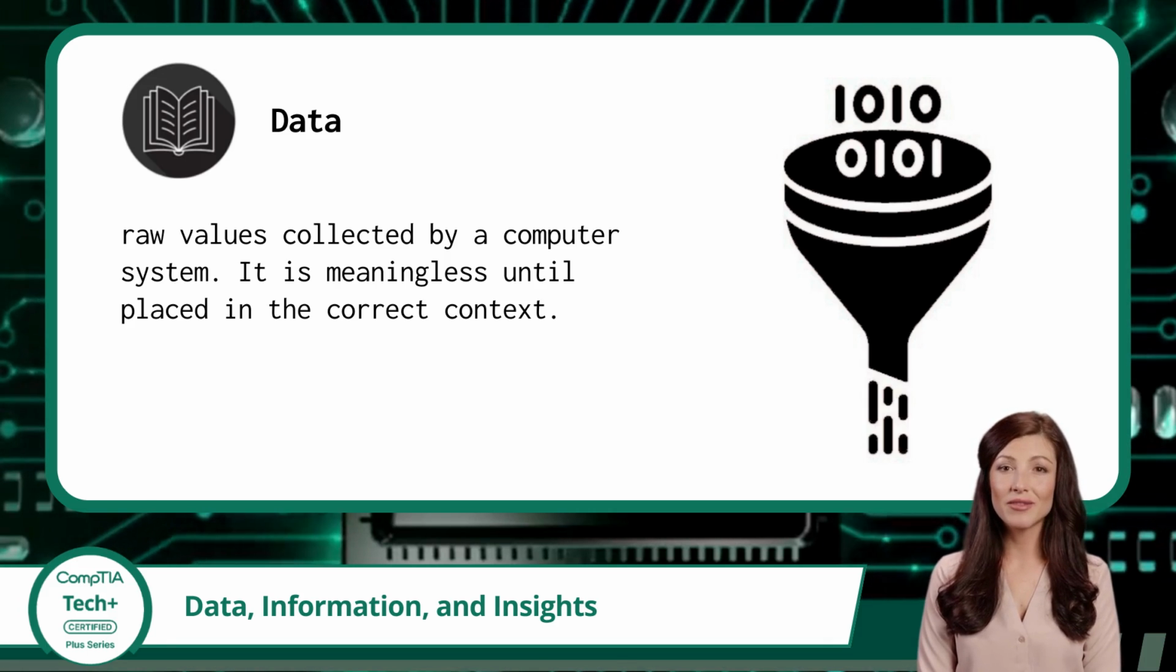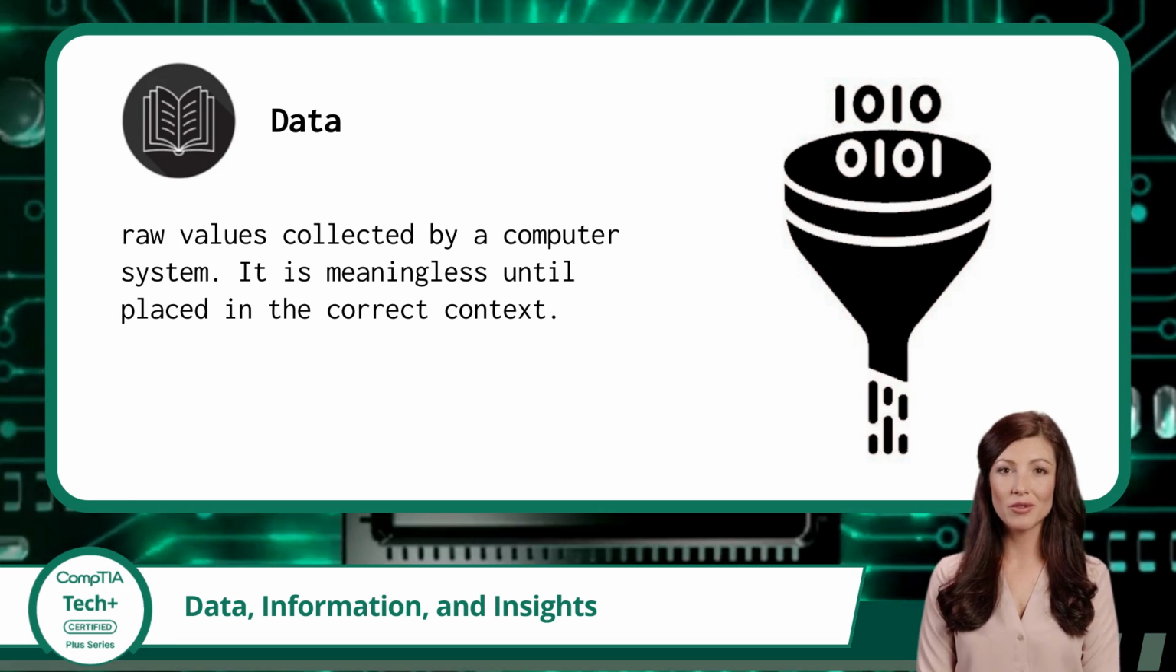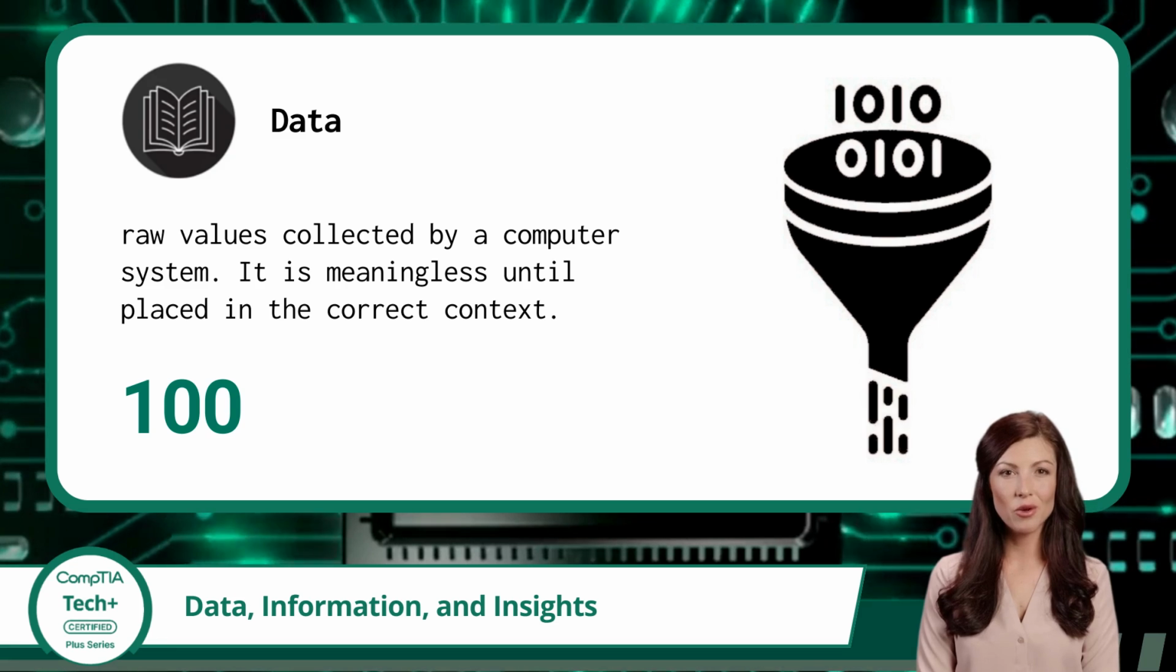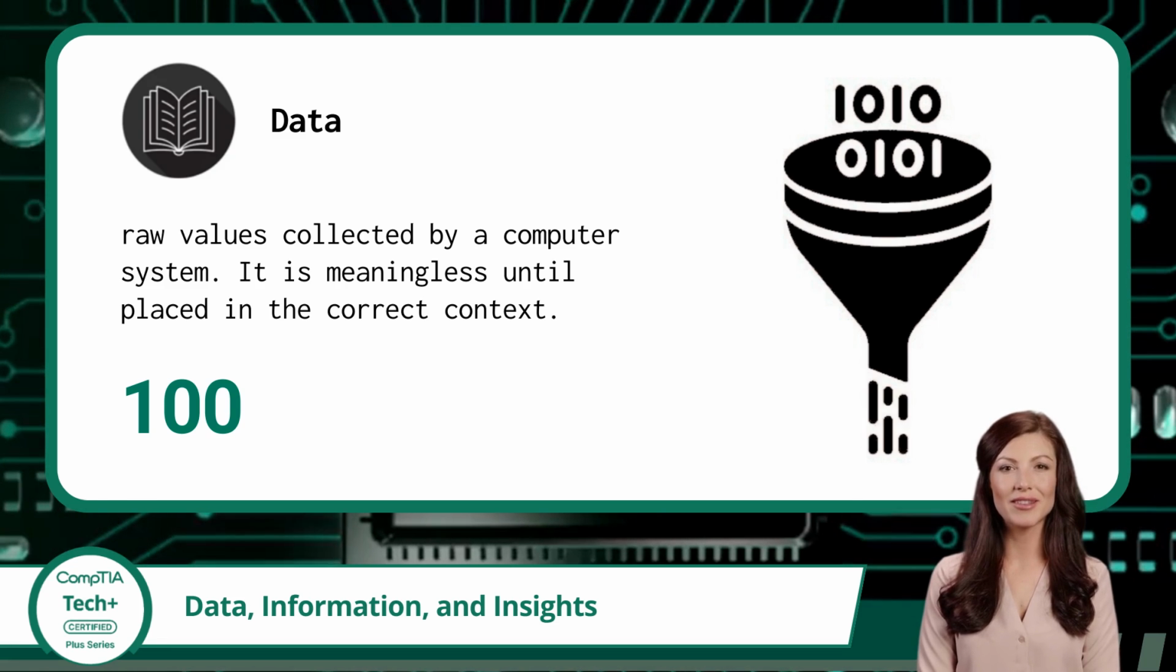Let's start with data. Data refers to raw values collected by a computer system. These values have no meaning on their own. They're simply facts or figures, numbers, words, or symbols that have been gathered but not yet analyzed or explained. To make this more relatable, imagine the value 100. Without any context, the number 100 could mean almost anything. It could represent a temperature, a score on a test, a dollar amount, or the number of users visiting a website. In this state, it's just data, undefined and disconnected.